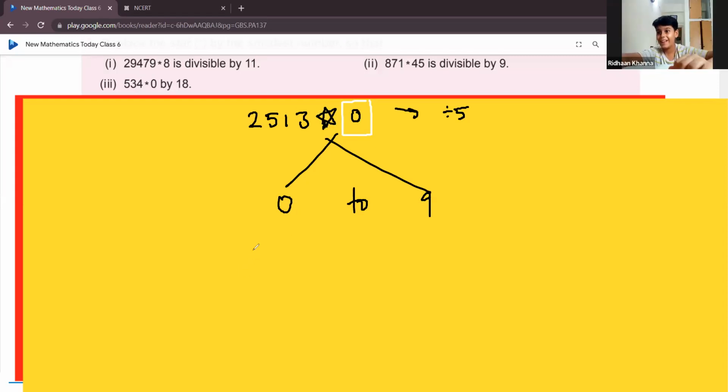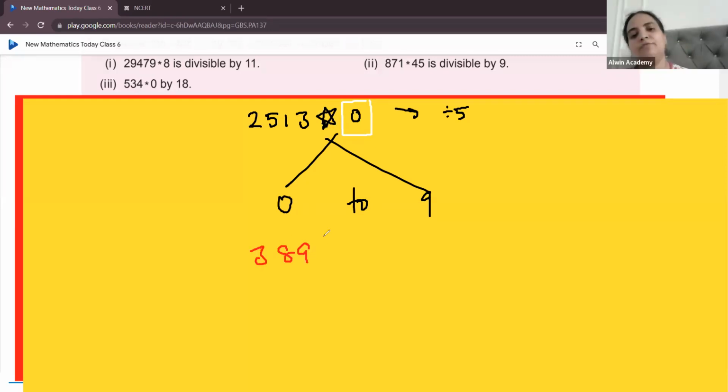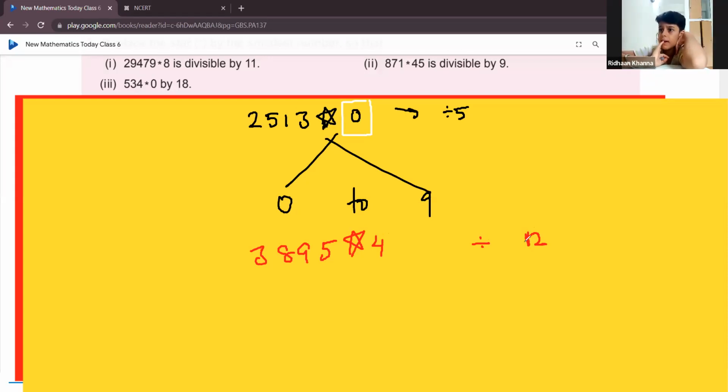Yes. Ridan, there is a number 3895 star 4. I'm taking any random numbers. And you have to make it divisible by 12. Ma'am, by 12. 12 का divisibility, do you know? Yes, ma'am. I think so. Tell me that. I'll just try.